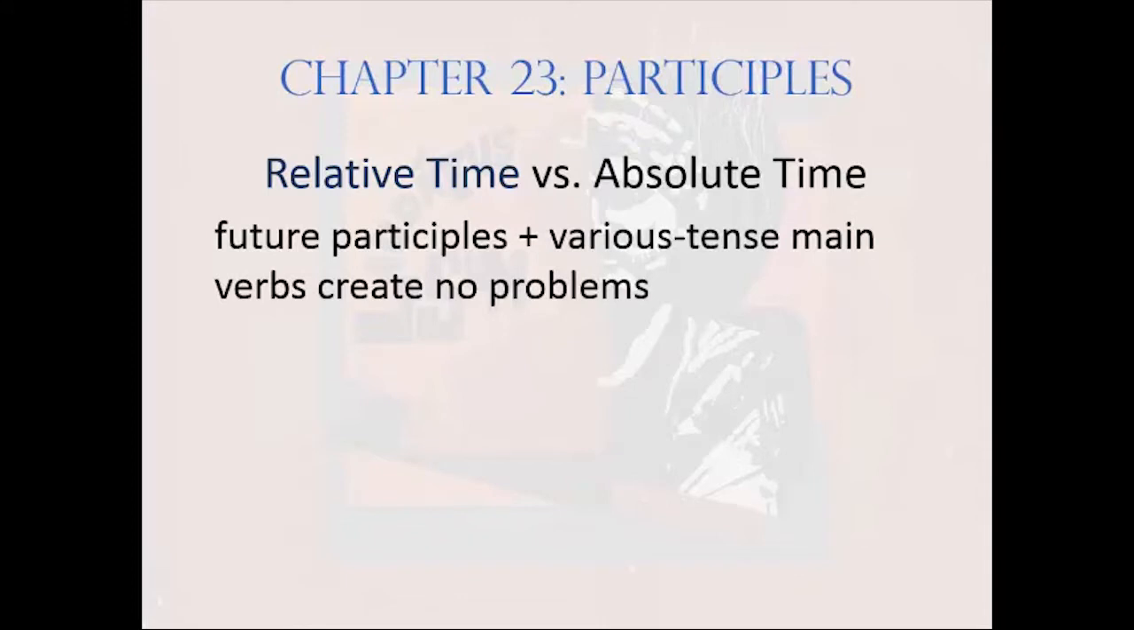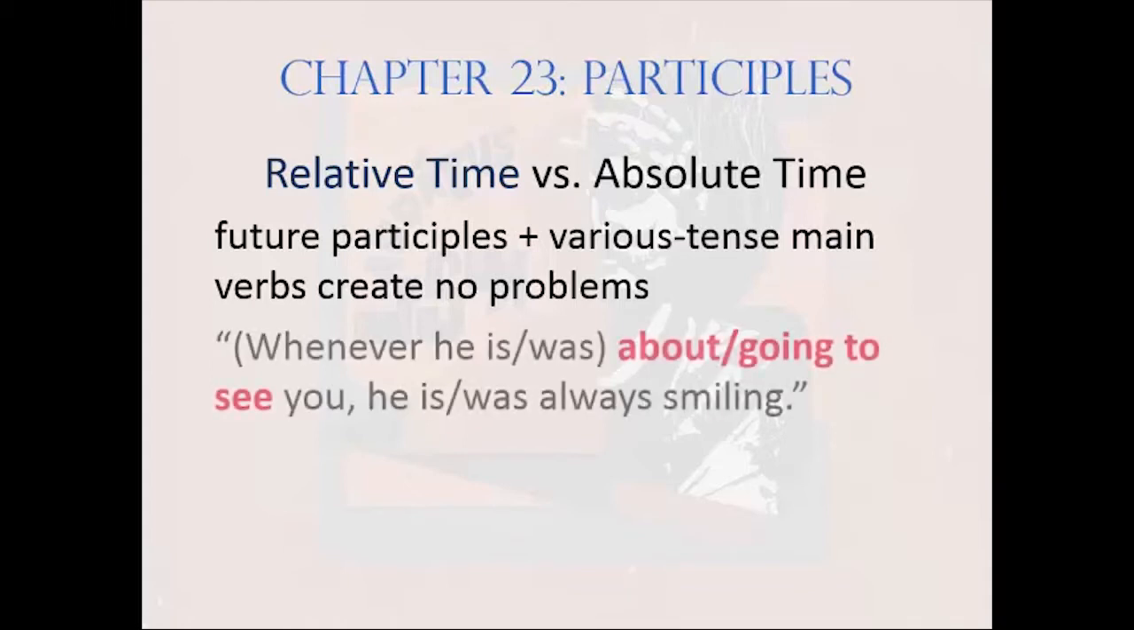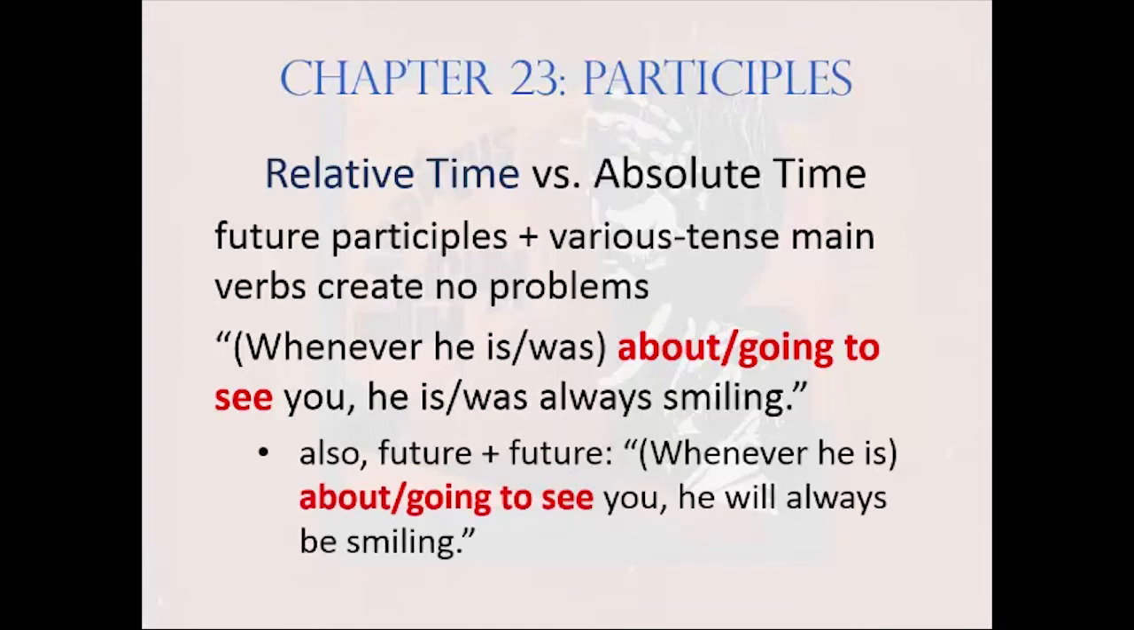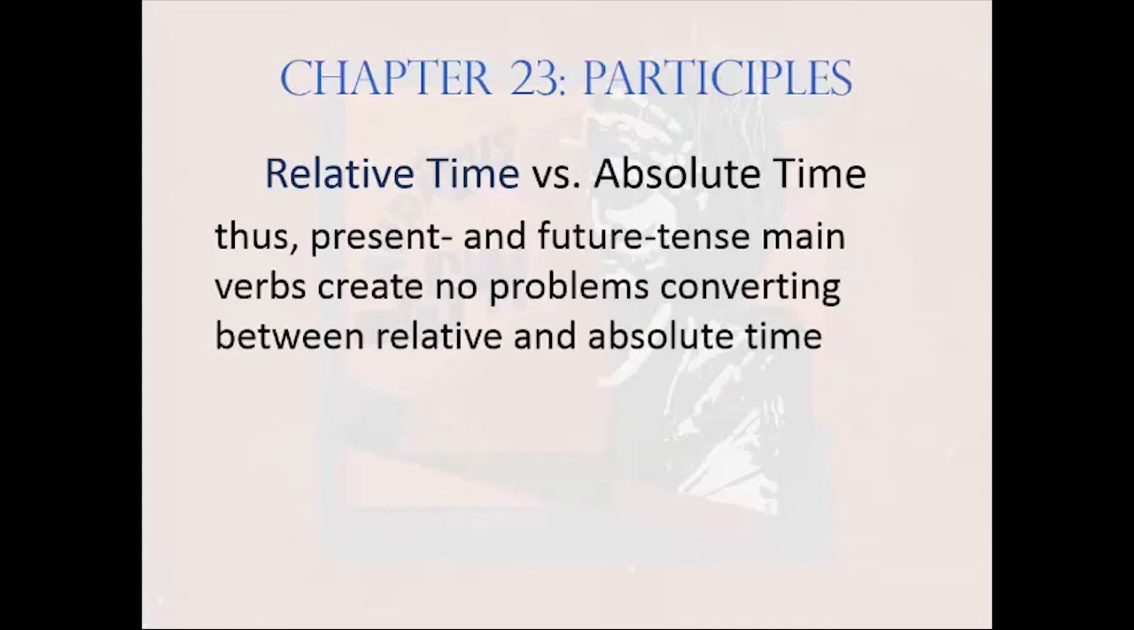Future participles with any tense of main verb create no issues and can be translated literally. For instance, "whenever he is or was about to see you, he is or was always smiling." Unlike when a perfect participle is attached to a past tense main verb and becomes pluperfect in absolute time, future plus future causes no problems. "Whenever he is going to see you, he will always be smiling." In other words, there is no future. Thank goodness.